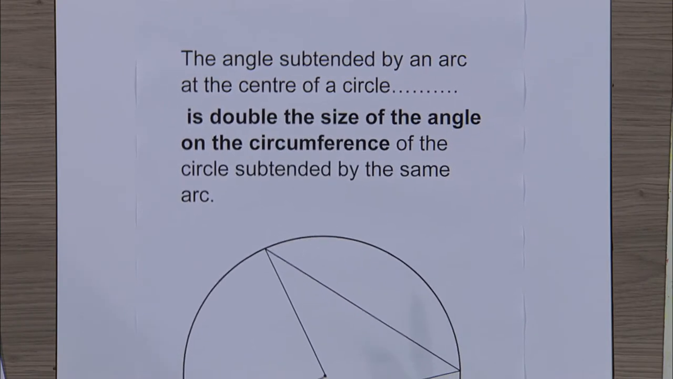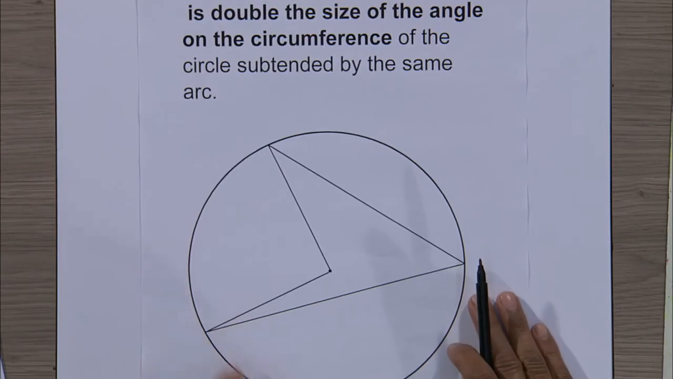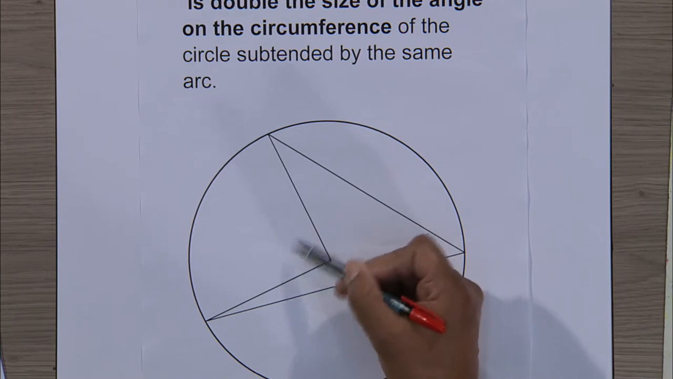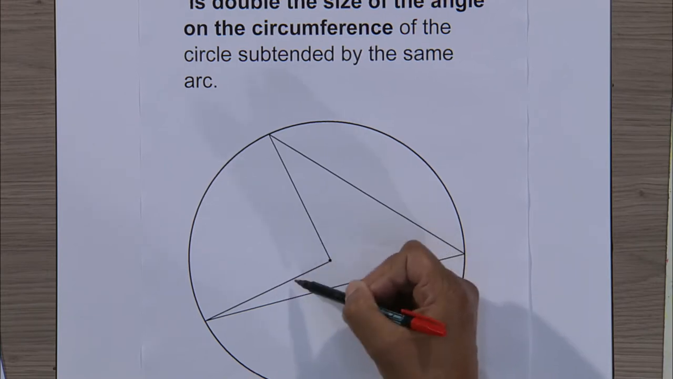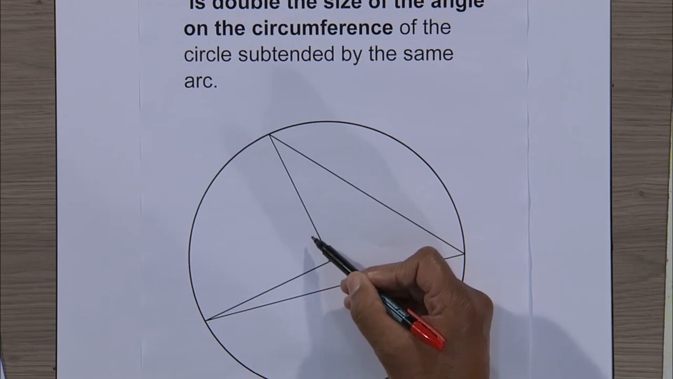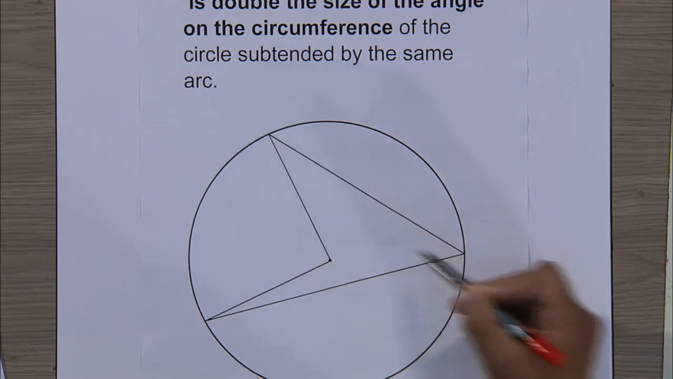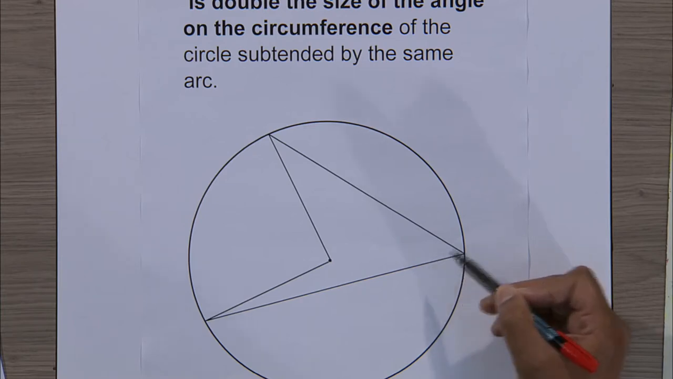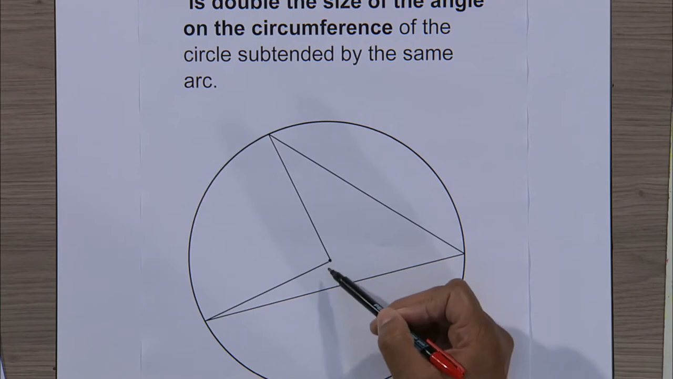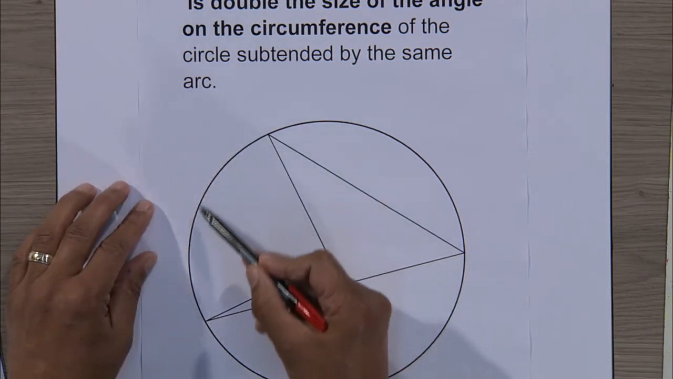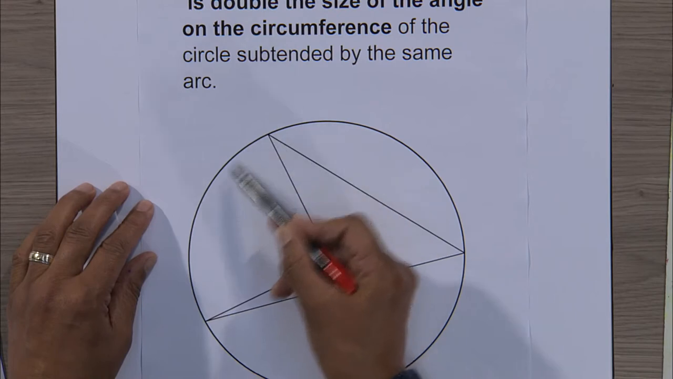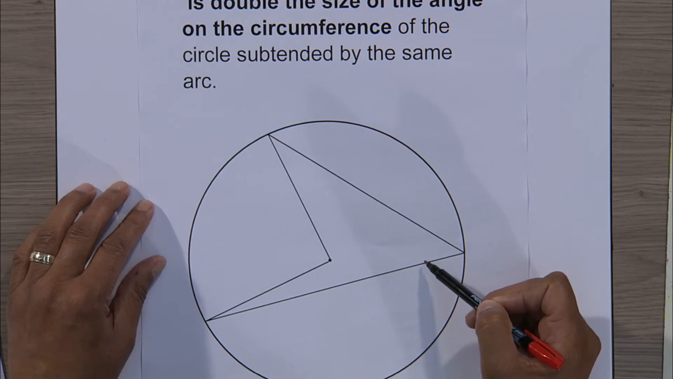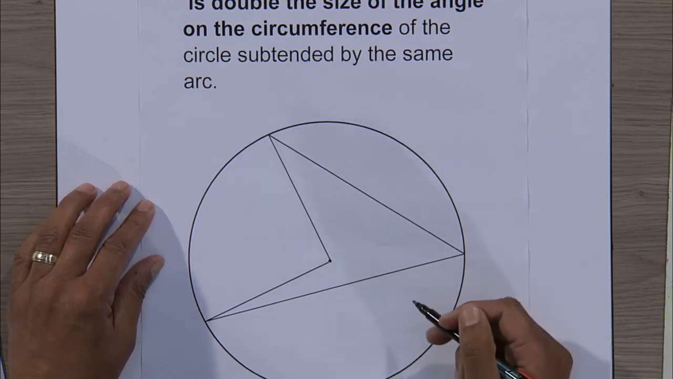What is meant by that? This is the angle at the center of the circle. The statement says that this angle is double the size of this angle. And both of these angles are subtended by the same arc. And we have to prove that this one is double the size of that one.